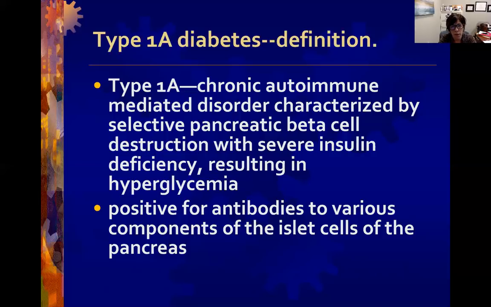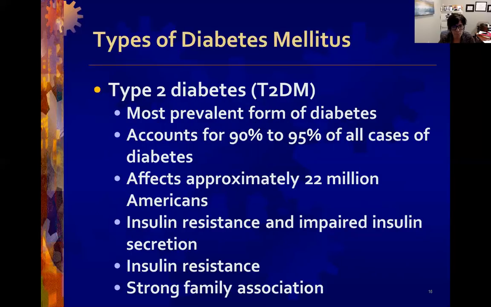Okay, so type 1 diabetes. Type 1 diabetes, chronic. I think I already had this slide on here, but anyway, you're going to get it again. Autoimmune deficiency characterized by beta cell destruction with severe insulin deficiency resulting in hyperglycemia. I may not have had it worded like this. So again, type 1, they don't have any insulin on board, and they have severe hyperglycemia because all that blood sugar is running around in their bloodstream. They're also positive for antibodies to various components of the islet cells of the pancreas. So recall, the islet cells are where the beta cells live.